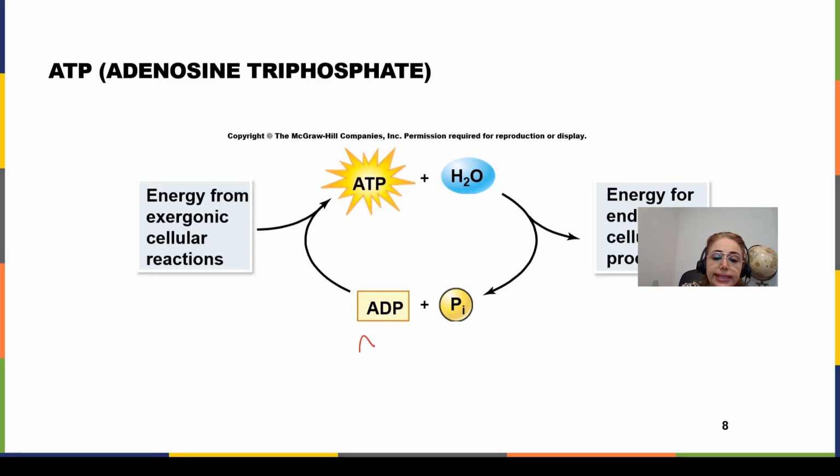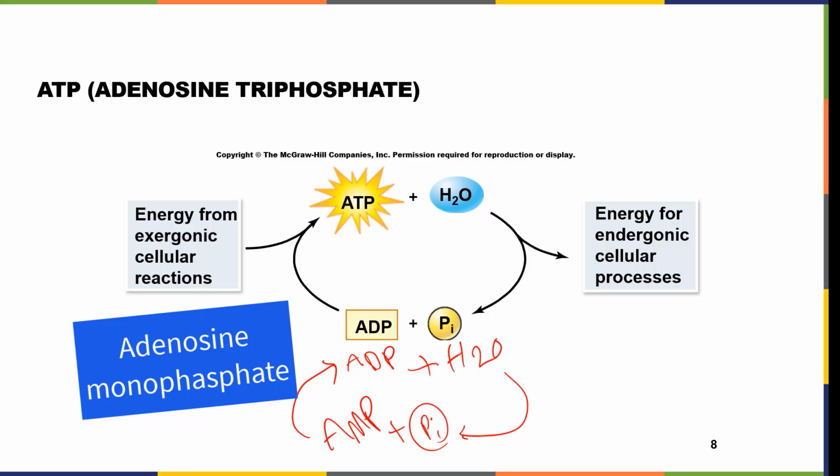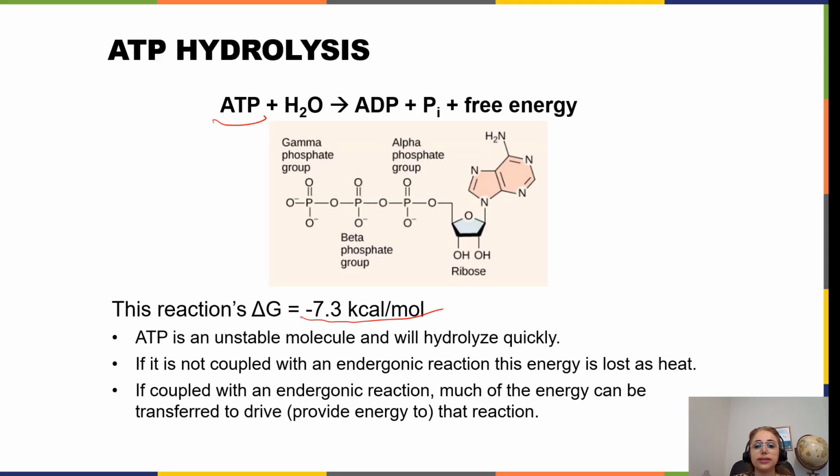Another interesting thing about this molecule is that it can be recycled. You can still get energy from ADP by adding water, and it forms AMP, adenosine monophosphate. Let me go to the structure again. When you break this bond, you have ADP. When you break the second unstable bond, you will have AMP. This part is called AMP, adenosine monophosphate. If you have two phosphates, it's called ADP.